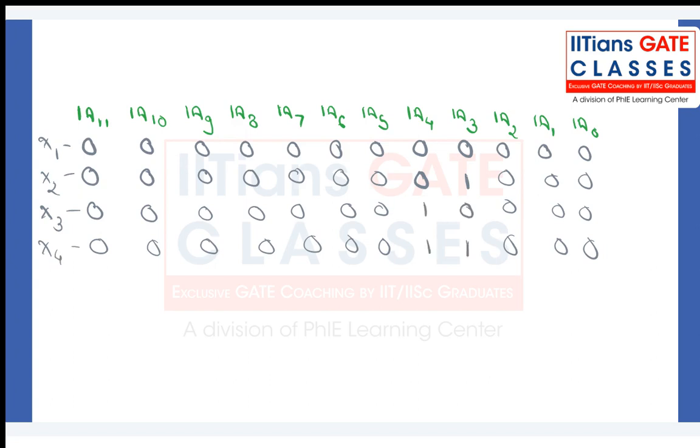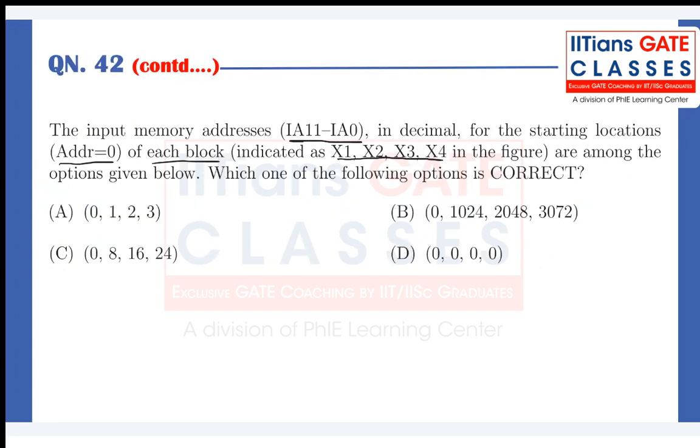So this is 0, this is 8, right? Binary. This is 16, right? This is 8, and this is 24. 16 plus 8, right? So do we have an option 0, 8, 16, 24? Absolutely. Option C is the correct answer.